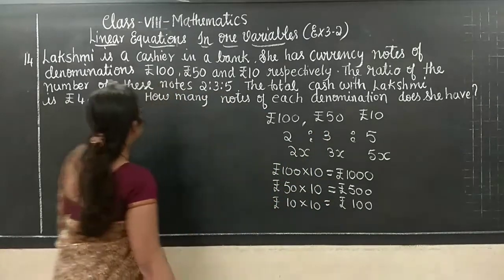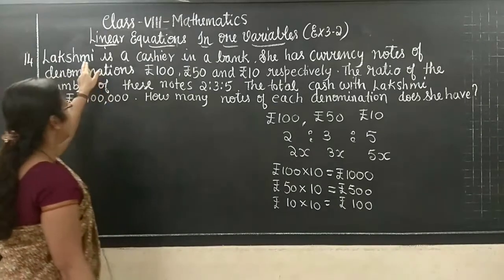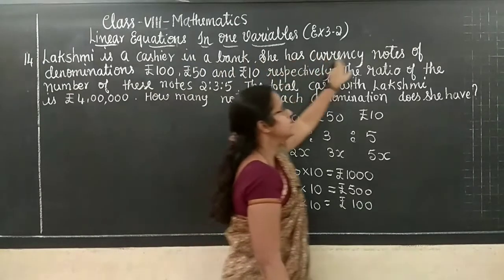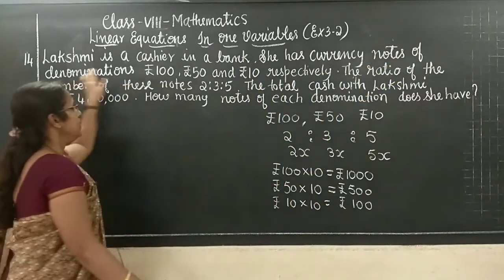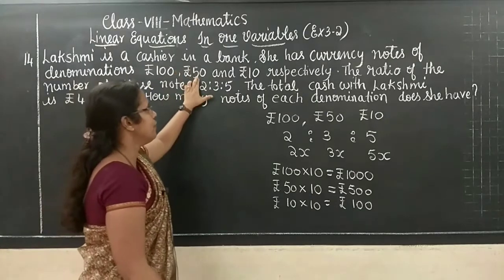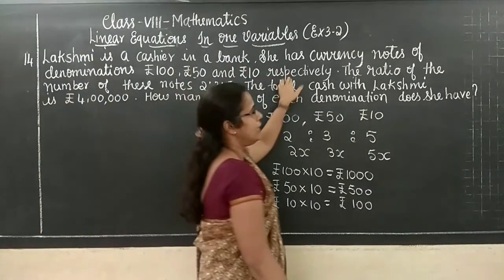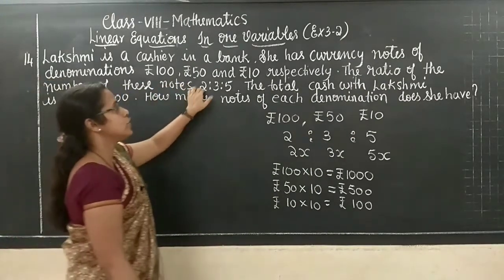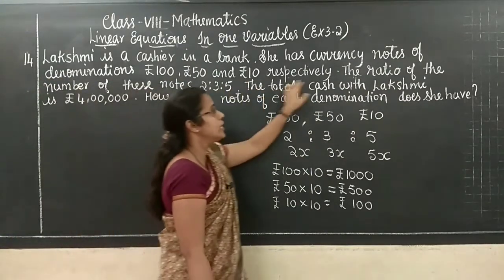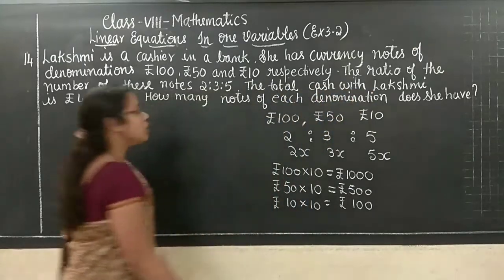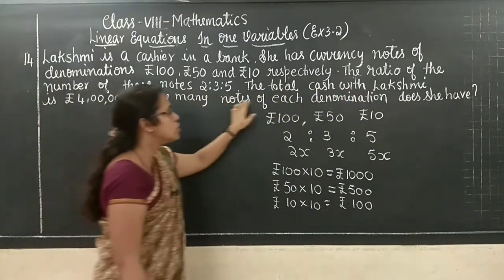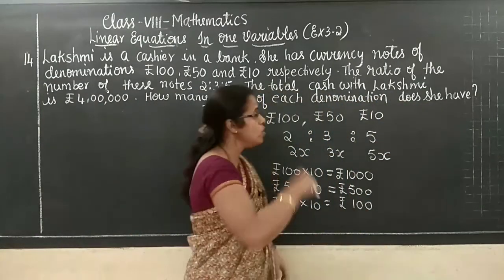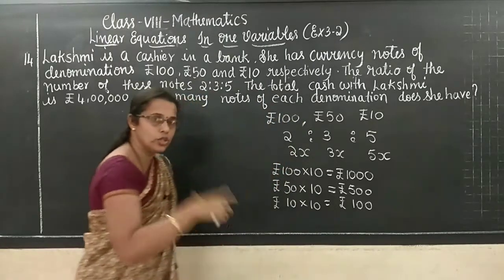So first read the question properly, then write it. Lakshmi is a cashier in a bank. She has currency notes of denomination ₹100, ₹50, ₹10 respectively. The ratio of the number of these notes is 2:3:5. The total cash with Lakshmi is 4 lakh rupees. How many notes of each denomination does she have? So now we have to find the notes of each denomination.